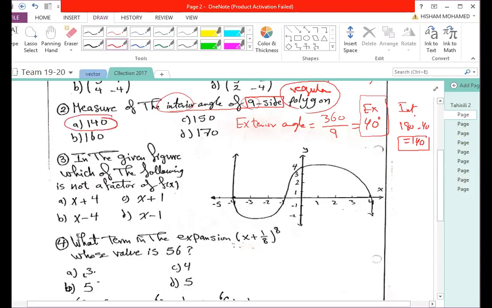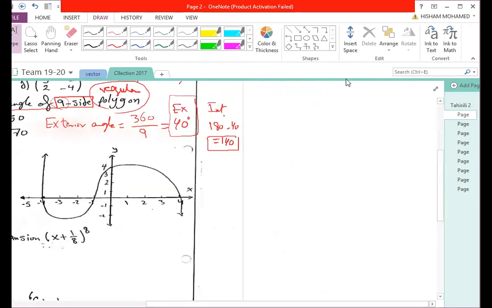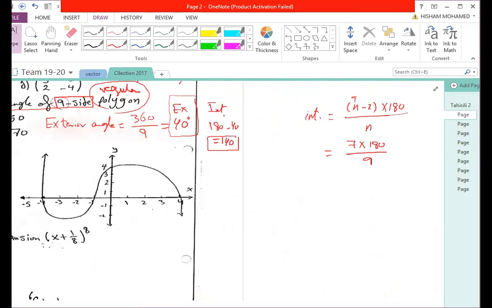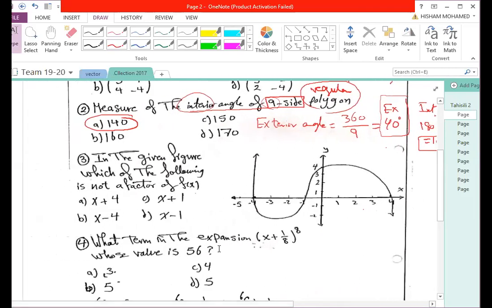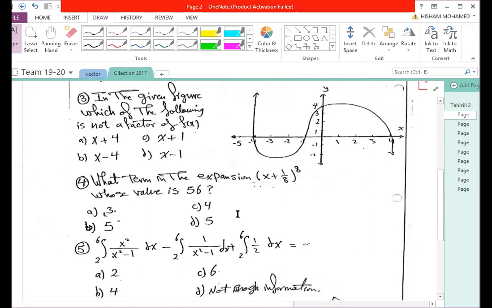You can also use the rule which says that the measure of each interior angle is n minus 2, multiplied by 180, divided by n. n is 9, so 7 multiplied by 180 divided by 9, and you can calculate it without using a calculator if you prefer. For the third one, in the given figure, which of the following is a factor and which is not?